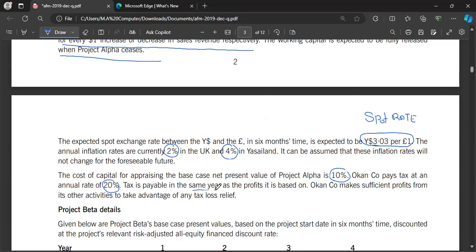Tax is payable in the same year as the profit is based. Okan company makes sufficient profit from its other activities to take advantage of any tax loss. Meaning, if there is a tax loss in any year, you can claim the savings on that. This was project Alpha, now project Beta.